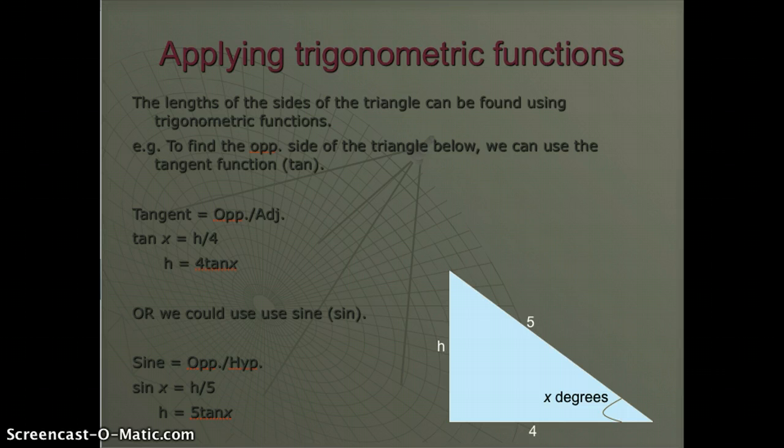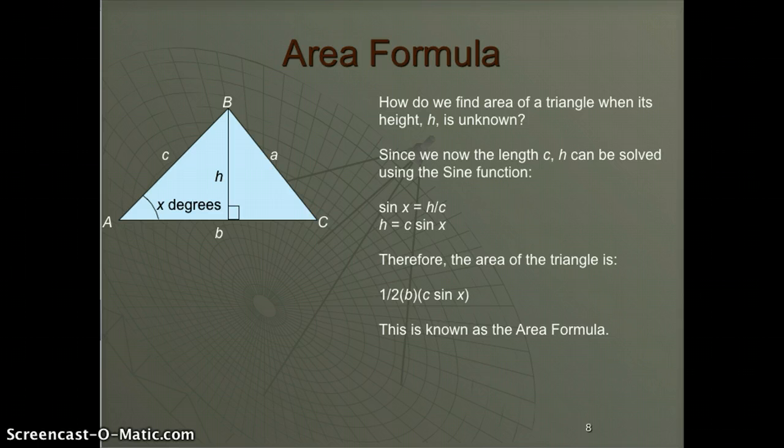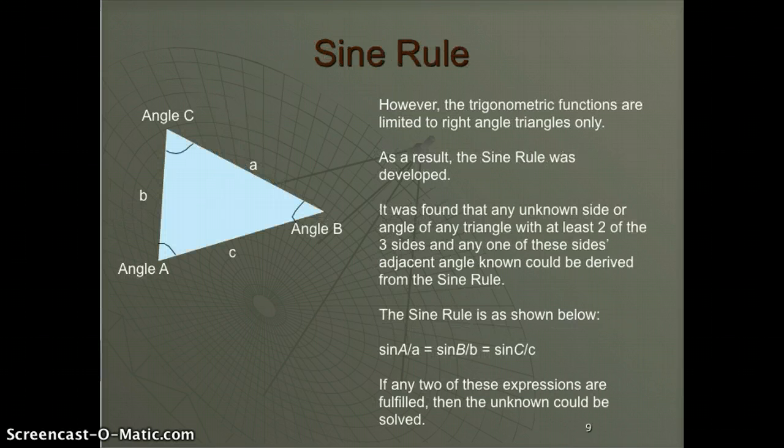We shall now look at the area formula. It allows us to find the area of a triangle when its height is unknown. Its general formula is half times b times c times sine x. From this, the area of the triangle can be derived. However, the use of trigonometric functions alone is limited to right-angled triangles only.